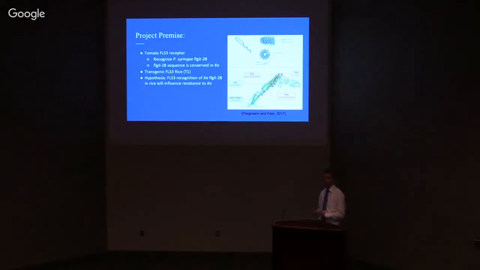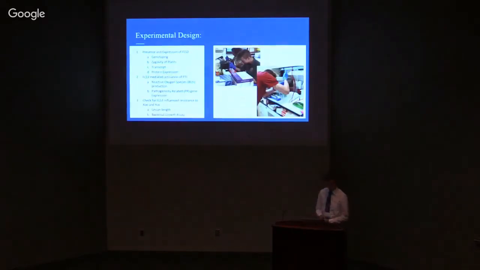So the FLS3 gene was cloned and then transformed into rice, where when I arrived this summer, I had my transgenic FLS3 rice, or my T1 plants that I planted, and that allowed me to create the hypothesis: FLS3 recognition of XO flgII-28 in rice will influence the resistance to XO.